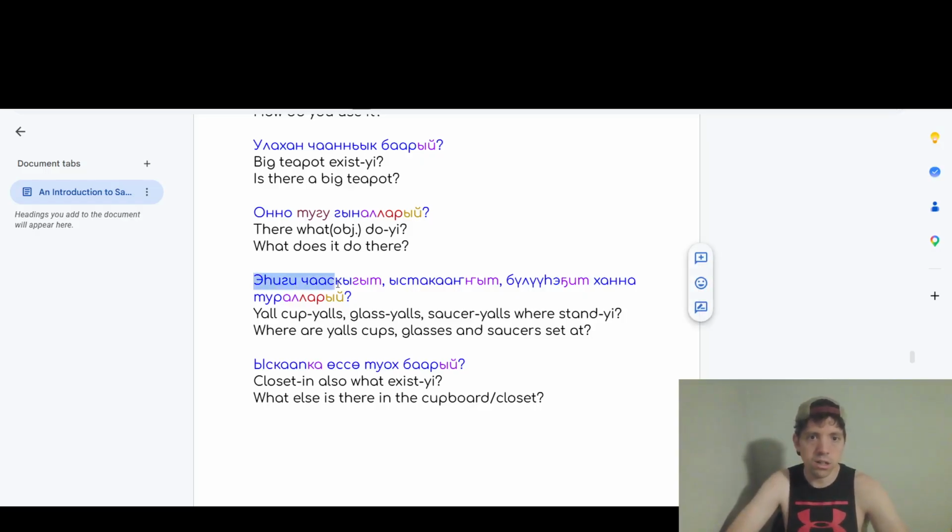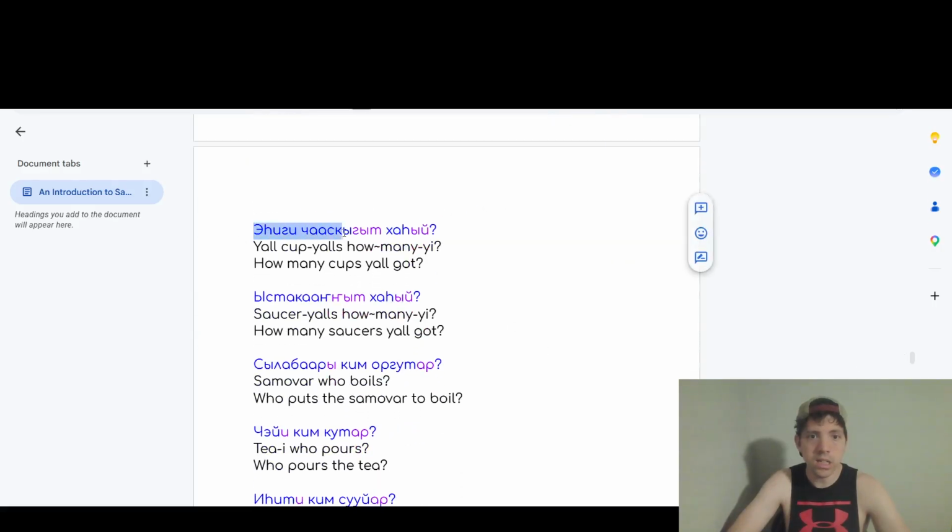Ehigi chaspigit istakanget piliheget hanna turalari. Where are y'all's cups, glasses, and saucers set at? Where are they at? Uskapka usu toachbari. What else is there in the cupboard or closet? Ihigi chaskagut chahi. How many cups y'all got? Ustakanget chahi. How many saucers y'all got?